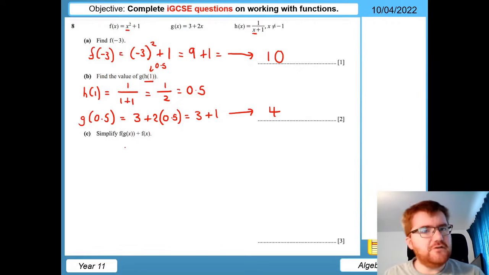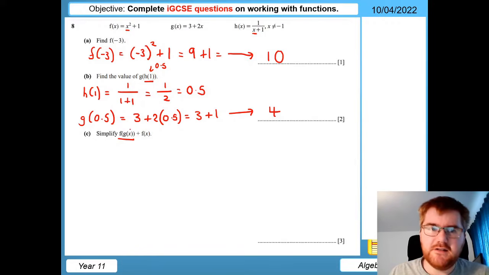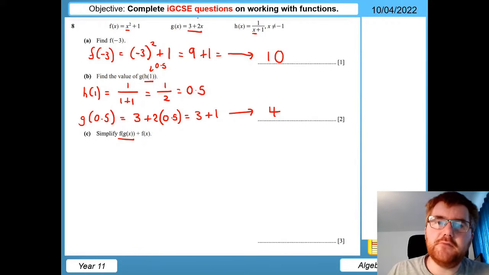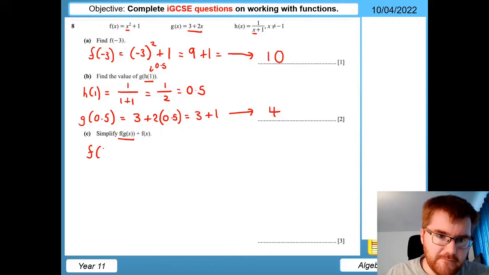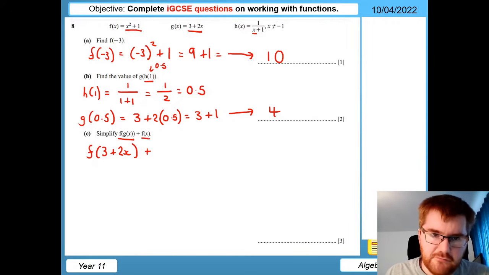And now we're moving into that BA category, where we want to simplify the following expression. So first of all, let's work out this f of g of x. Well, g of x is equal to 3 plus 2x. So we'll do f of 3 plus 2x. Now we actually know what f of x is already. We already know this is x squared plus 1. So let's just replace this with x squared plus 1.